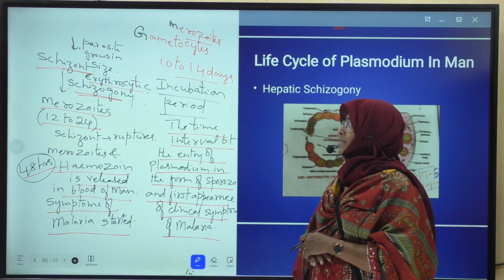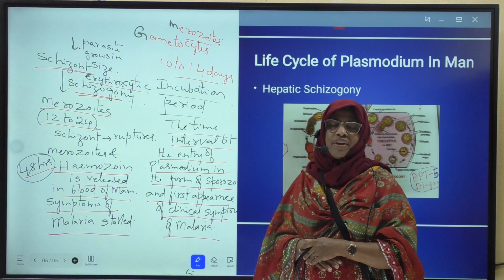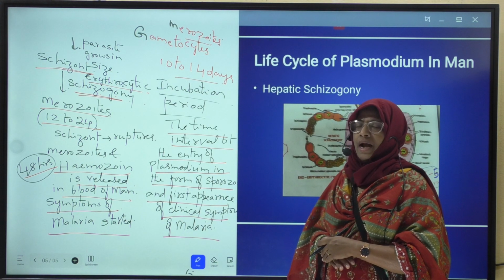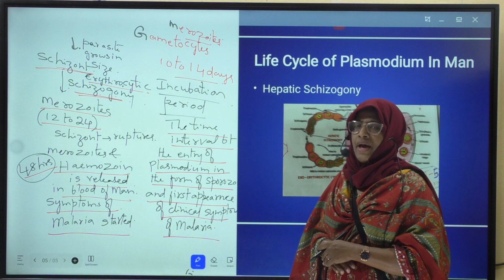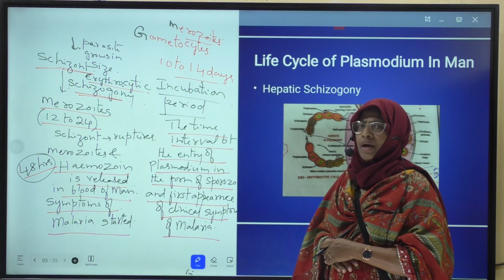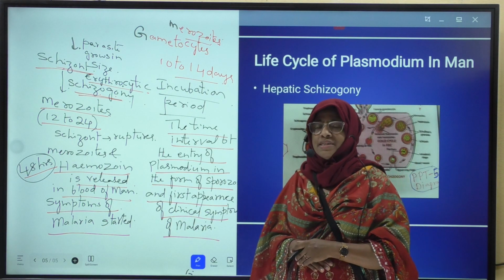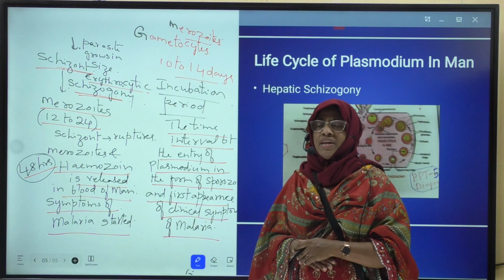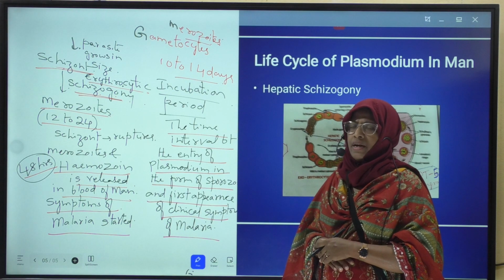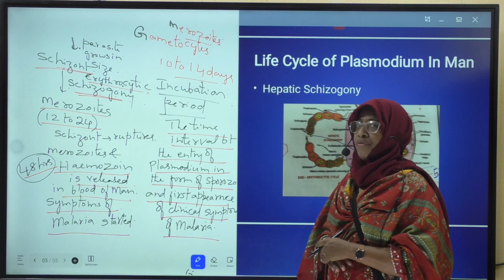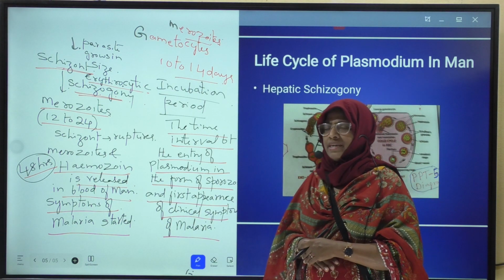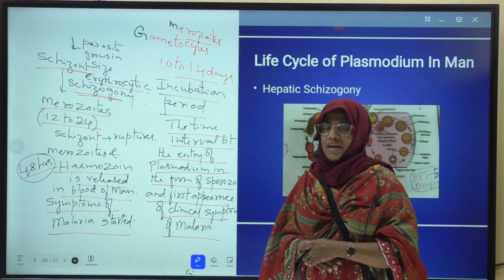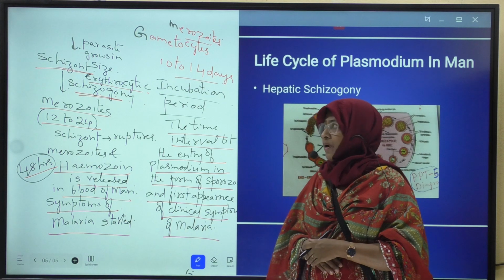Why does the life cycle end? Because the further development of gametocytes does not take place in man, because temperature and pH are not suitable in man for further development of the gametocyte. So these gametocytes have to reach the female Anopheles mosquito within a week, otherwise they expire or they may die. Okay? All of you remember this point.